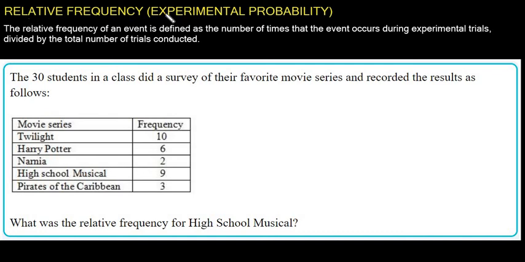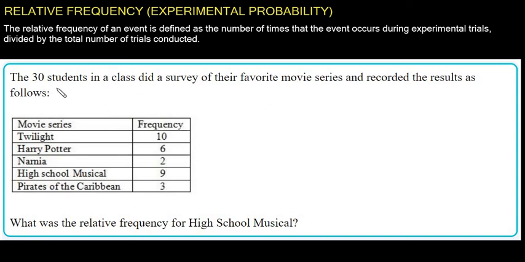Today's topic is relative frequency. Another name for it is experimental probability. So let's see the definition. The relative frequency of an event is defined as the number of times that the event occurs during experimental trials, divided by the total number of trials conducted. So let's see a few examples and let's see what that means.